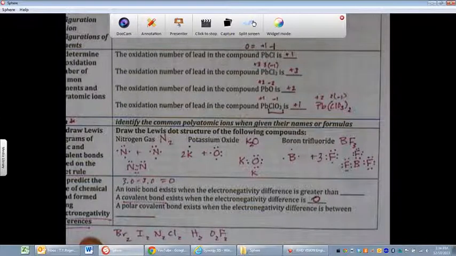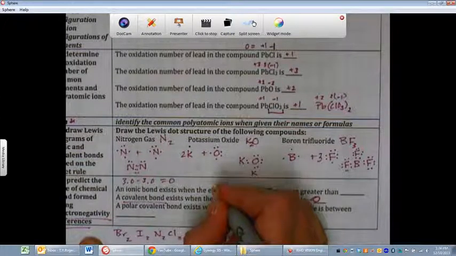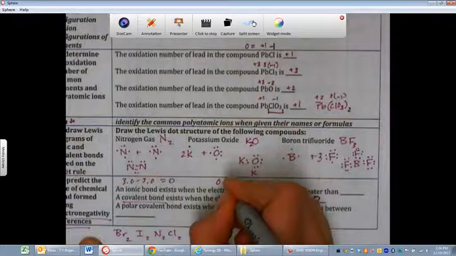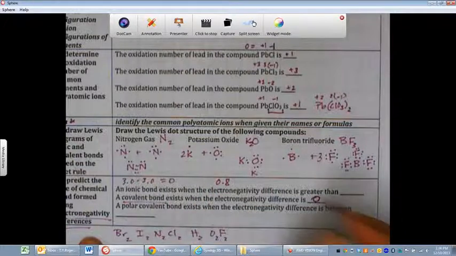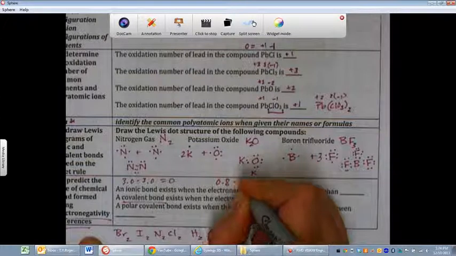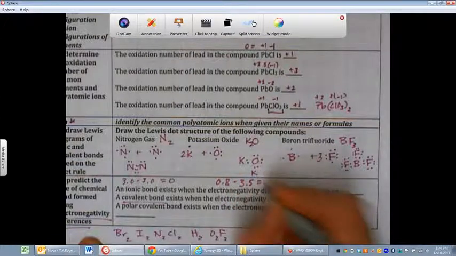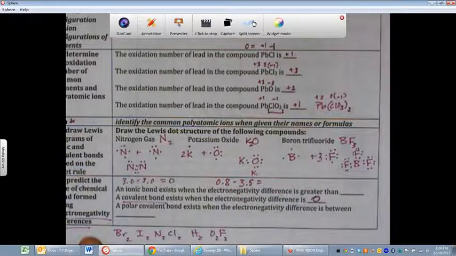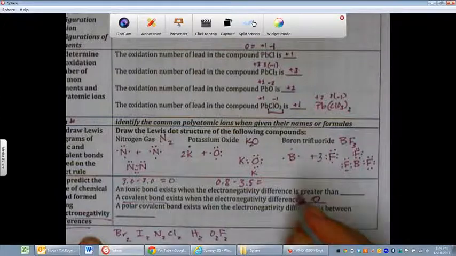For the next one, I have K2O. When you do the difference, if there's more than one of each element, you do not need to take that into consideration. You just do one of each. So on your periodic table, potassium is only 0.8. So it definitely doesn't want electrons as much as oxygen, which is 3.5. When you subtract these, it's okay that you can get a negative. You just do absolute value. So 0.8 minus 3.5 is going to give me 2.8.